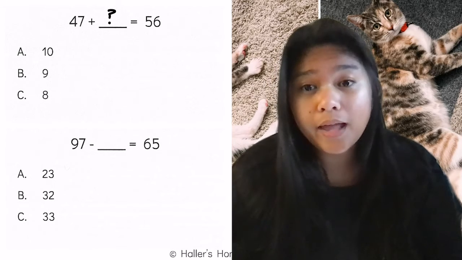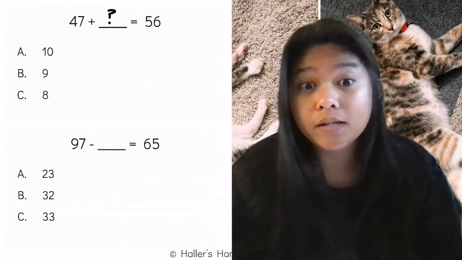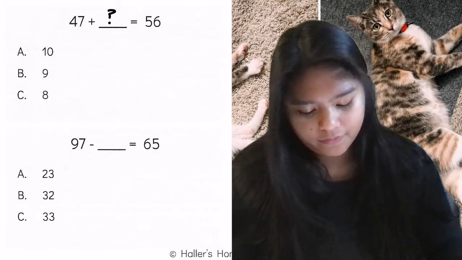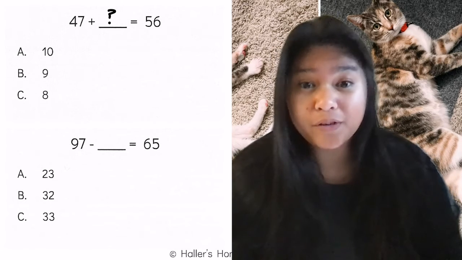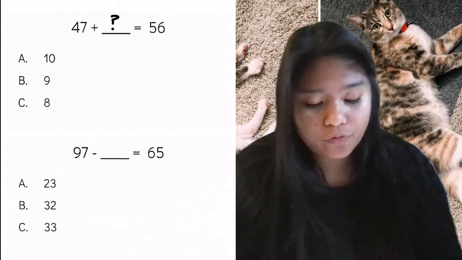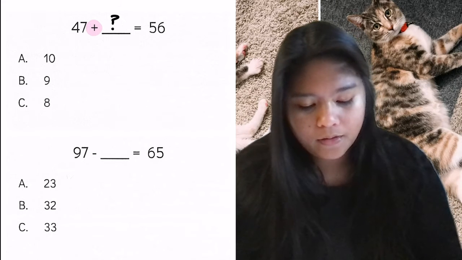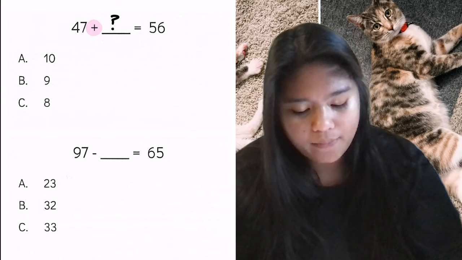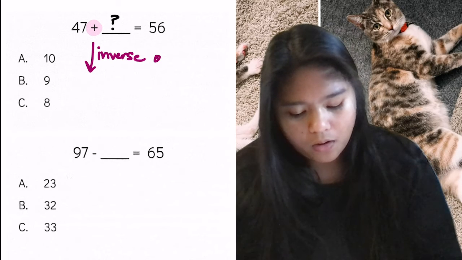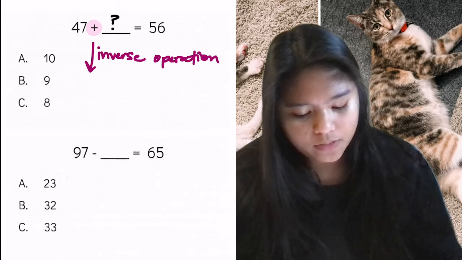Okay, so there's two ways you could solve this problem. The very first way is to be using an inverse operation. Okay, so I want you right now to go ahead and remind yourself, what is an inverse operation? Good. So an inverse operation, remember, is the opposite of whatever operation that we're using, right? So if we're using addition, what's the opposite of addition? Good. Subtraction. So if I'm using the inverse operation, I'm going to be using subtraction, okay?